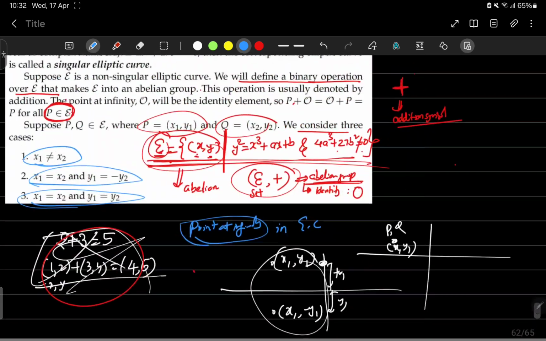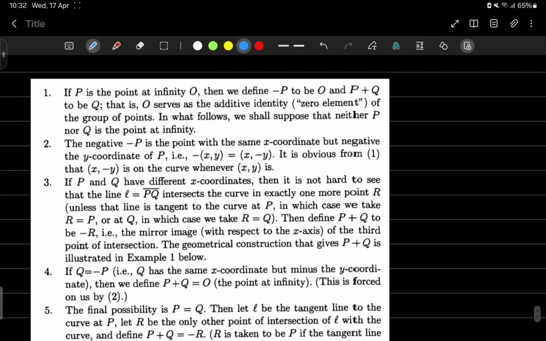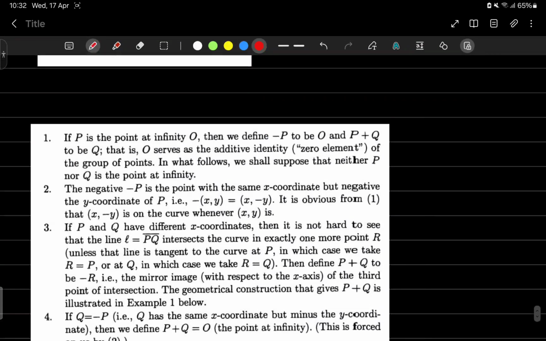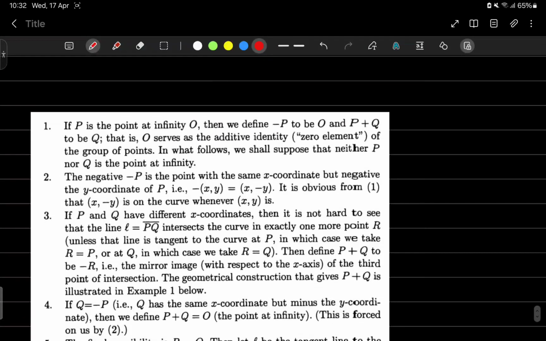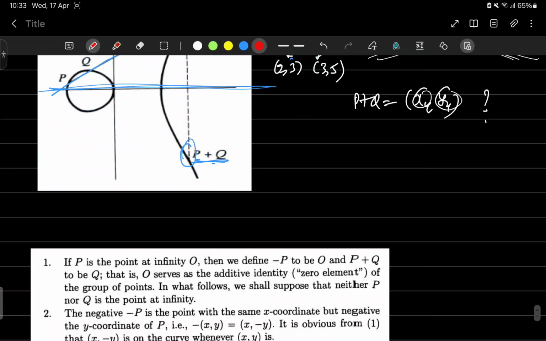Do you understand? If you don't understand, tell me and I will explain again. So that's it. Whatever I explained here is what they are telling in their own terms.